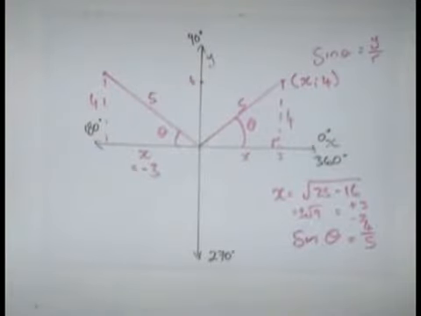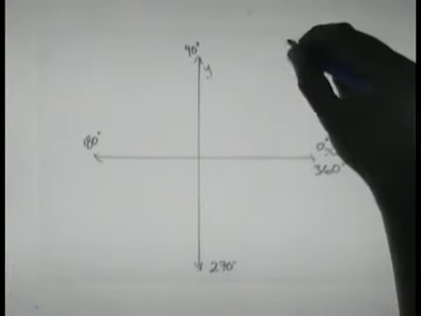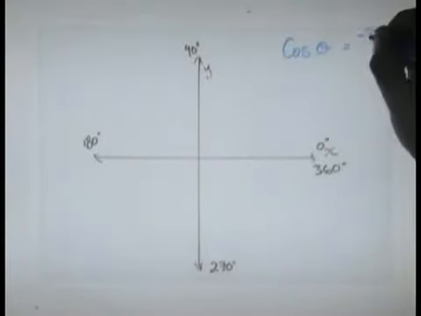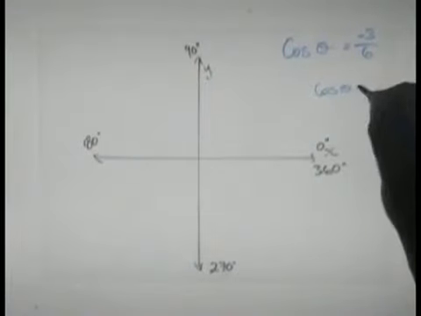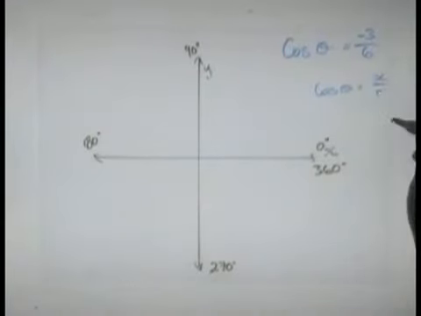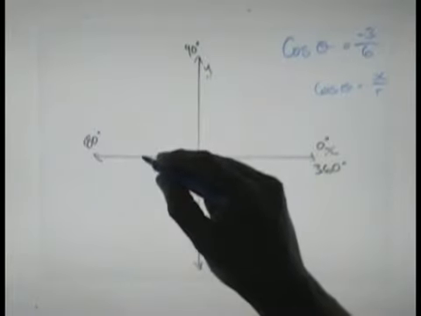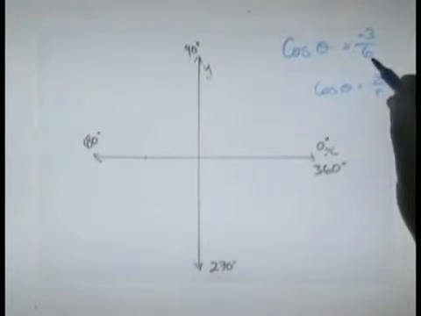that angle over there. The next one I gave you to do said that cos of theta is equal to negative 3 over 6. Now remember, cos is the function x over r. So we are looking for the x coordinate negative 3, which is over here, negative 3, and the r value of 6.